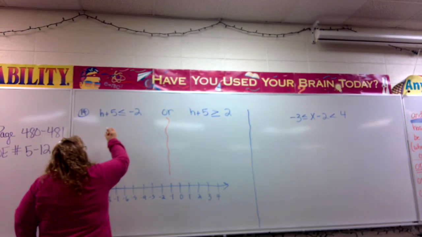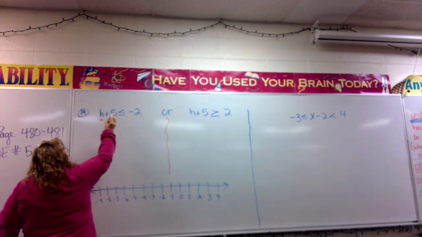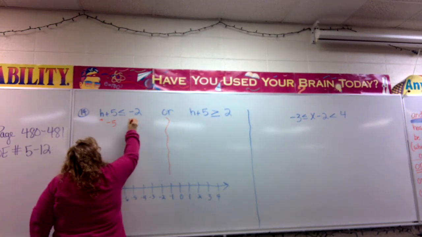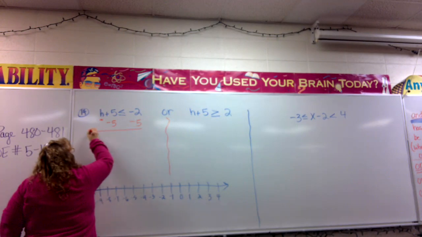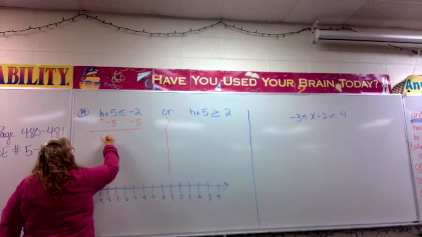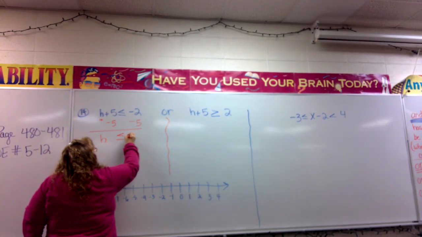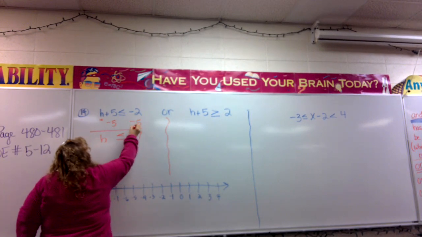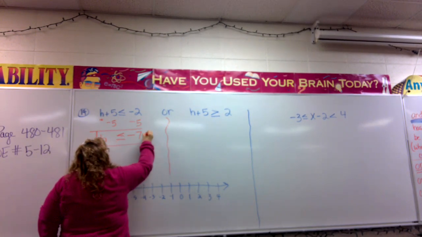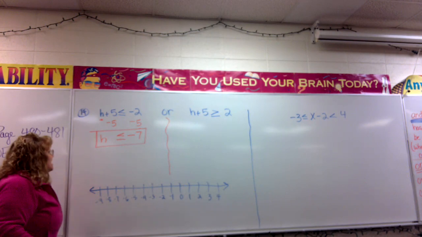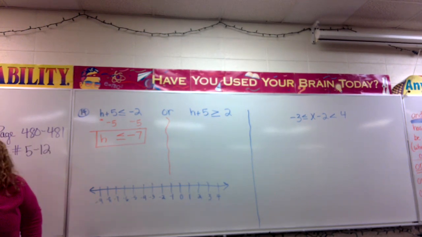So what do you have to do to get h by itself? Yeah, subtract 5, subtract 5. And the 5's drop out, you get h less than or equal to -2, -5 is -7. H less than or equal to -7.